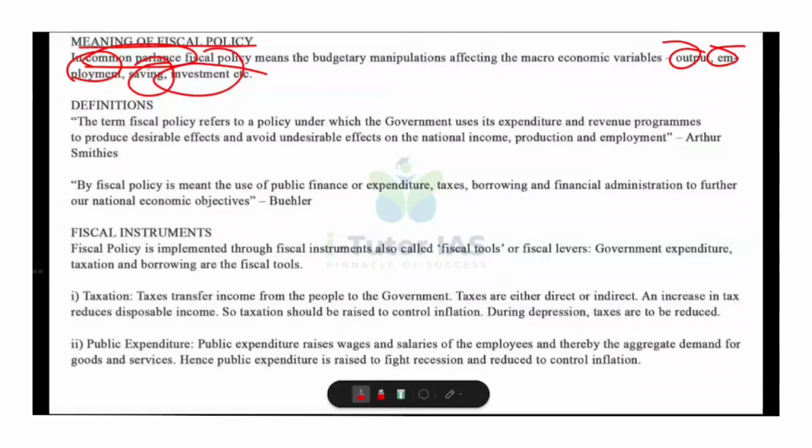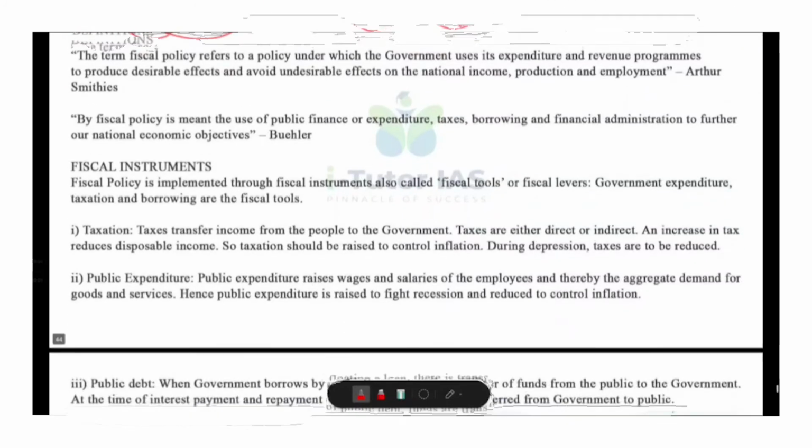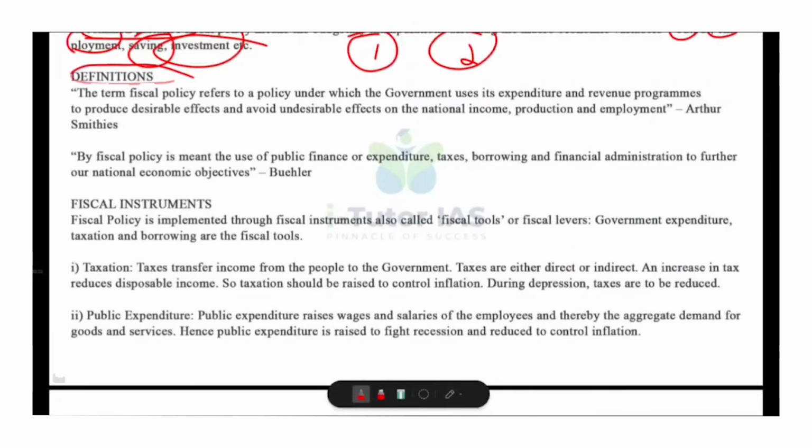economy. For example, if the government wants more jobs, it will increase spending on roads, railways, construction, etc. And this will increase demand and companies hire more workers. And if the government wants to control inflation, it may reduce spending or increase taxes, and this reduces demand and prices come down. Okay. Now let's look at a definition for fiscal policy.